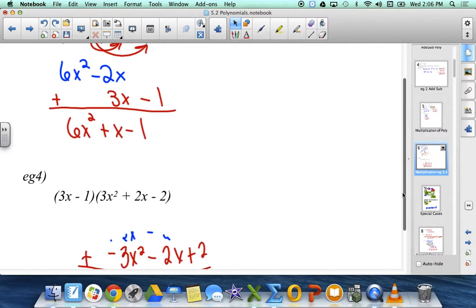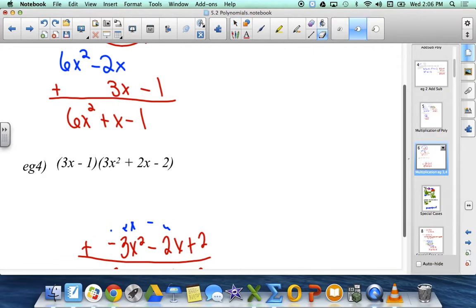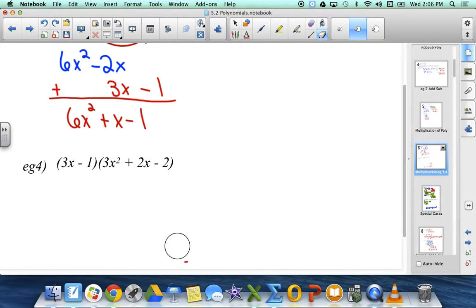So on the next one, this particular one is a binomial times a trinomial. A binomial times a trinomial. And this is the reason I don't particularly like the word FOIL. But it's an okay word. Because this one doesn't have a first, outer, inner, last. It has a first, outer, inner, middle, and last.